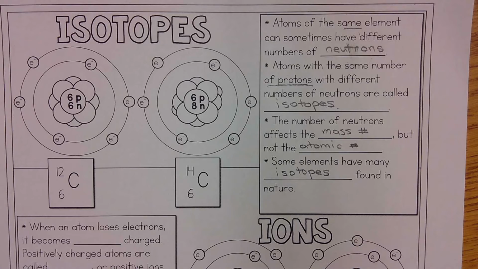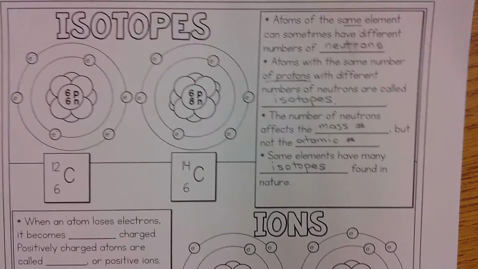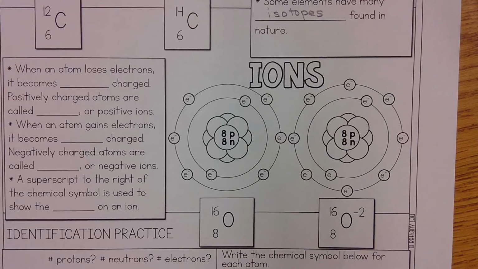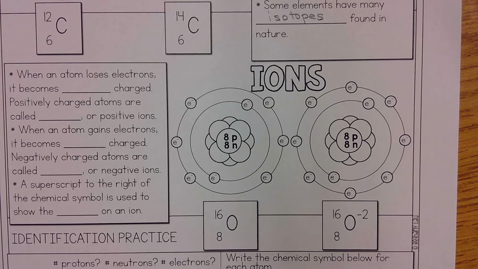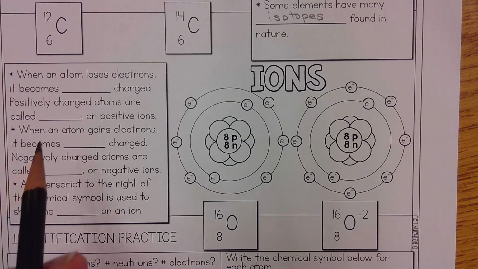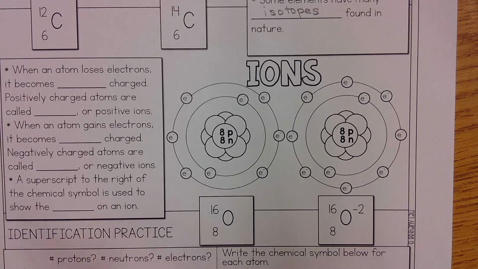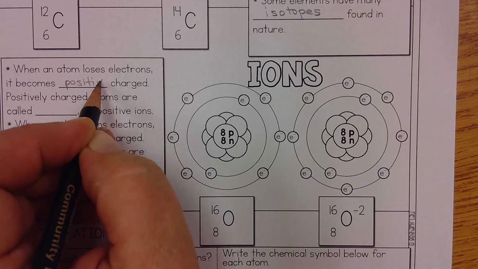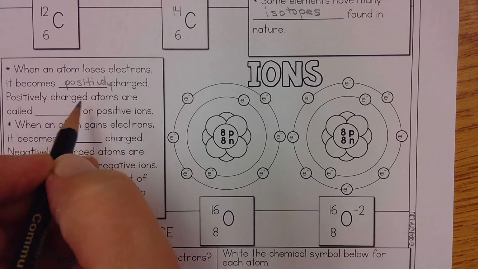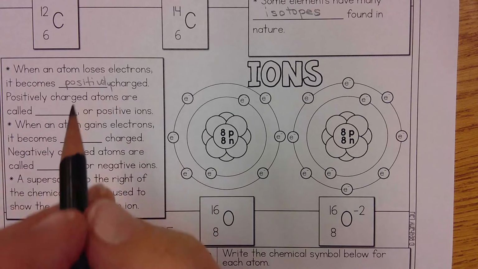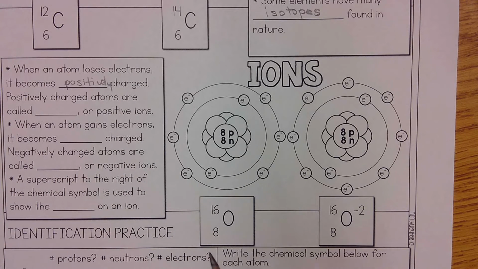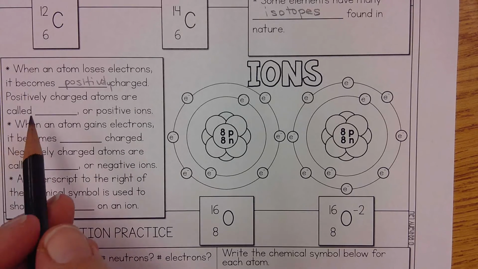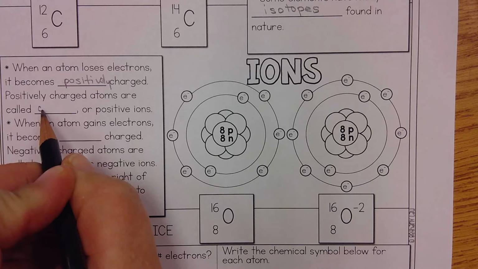While we are here, though, we also want to define what an ion is. It will become very important later on. So we're going to define that right now as we're talking about electrons. An ion basically is when an atom loses electrons, it becomes positively charged. Electron is negative, right? So when there are fewer electrons, then the charge of the whole atom is positive. Positively charged atoms are called cations.